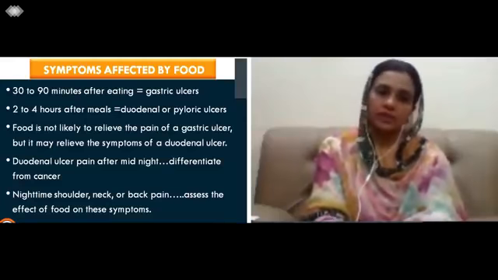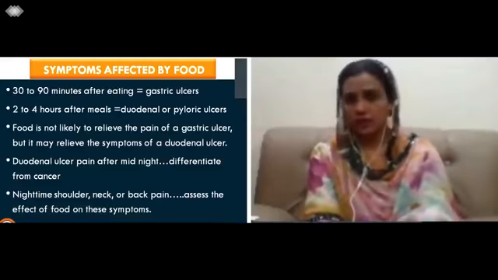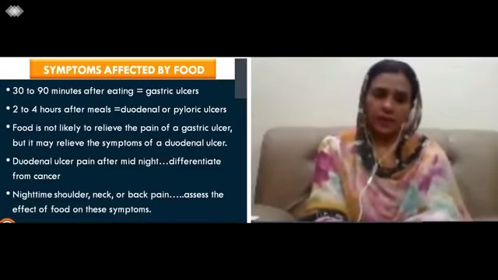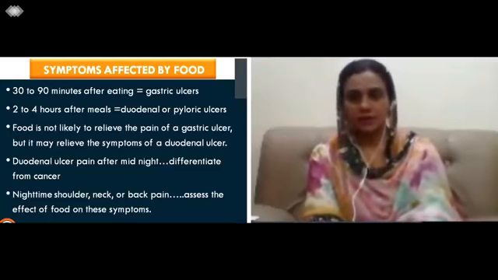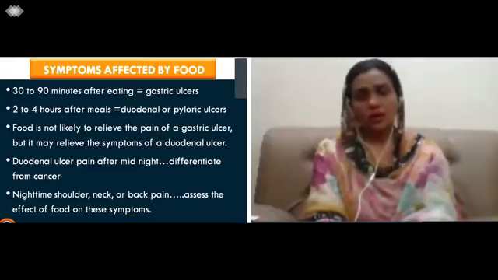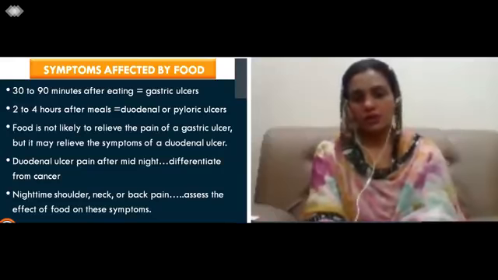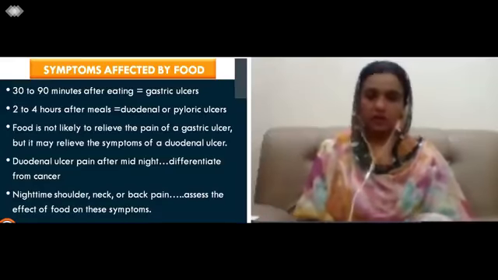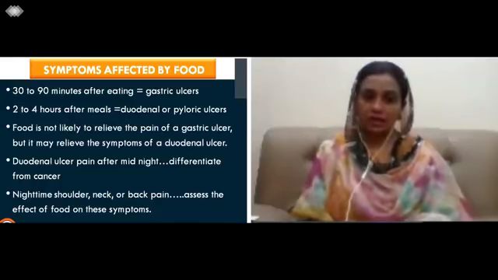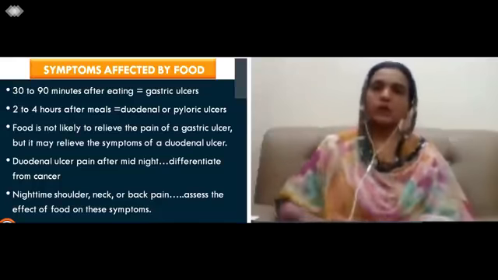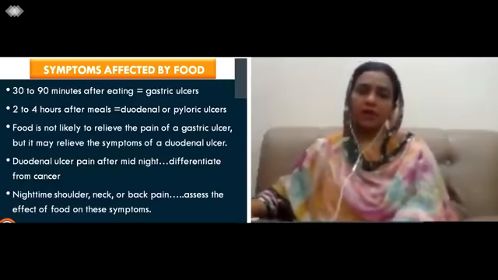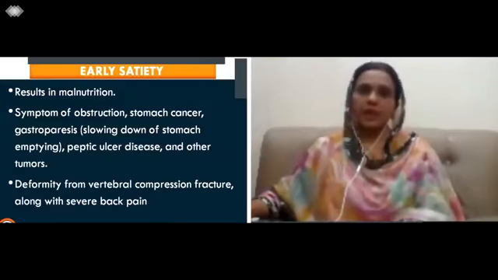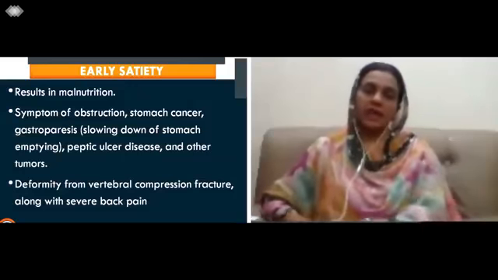you need to assess the effect of food on these symptoms, and also differentiate cancer as a cause. Most of the time the patient is not aware that food is causing these symptoms. So if the patient is not aware, you need to ask him to observe the symptoms in relation to food. You may need to instruct the patient to observe his own signs and symptoms and become aware of how the symptoms of pain, referred pain, are affected by food. It can increase or decrease, both cases can be there.